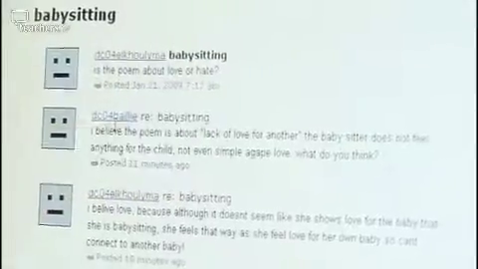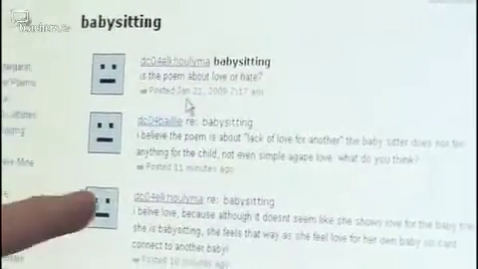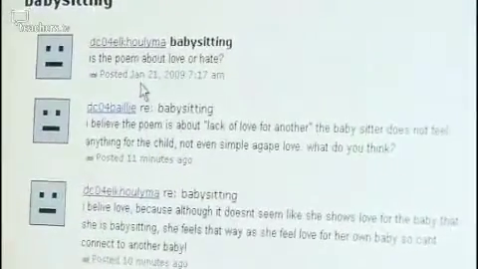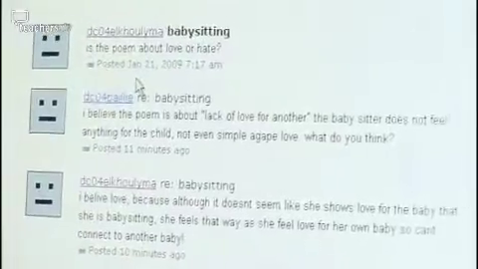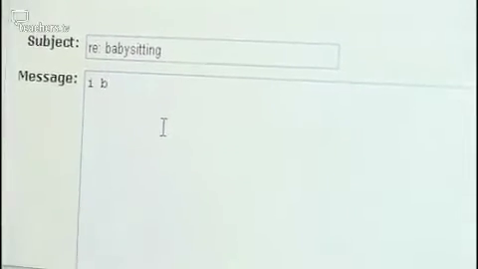We use our personal opinions and the notes to, like, war against each other. These are the comments from everyone so far. So Mariam's initial comment was, is the poem about love or hate? And then Bailey commented saying, I believe the poem is about lack of love for another. The babysitter does not feel anything for the child, not even simple agape love. What do you think? And then Mariam's gone on, and now everyone's just getting involved in this. We'll chip into this now.